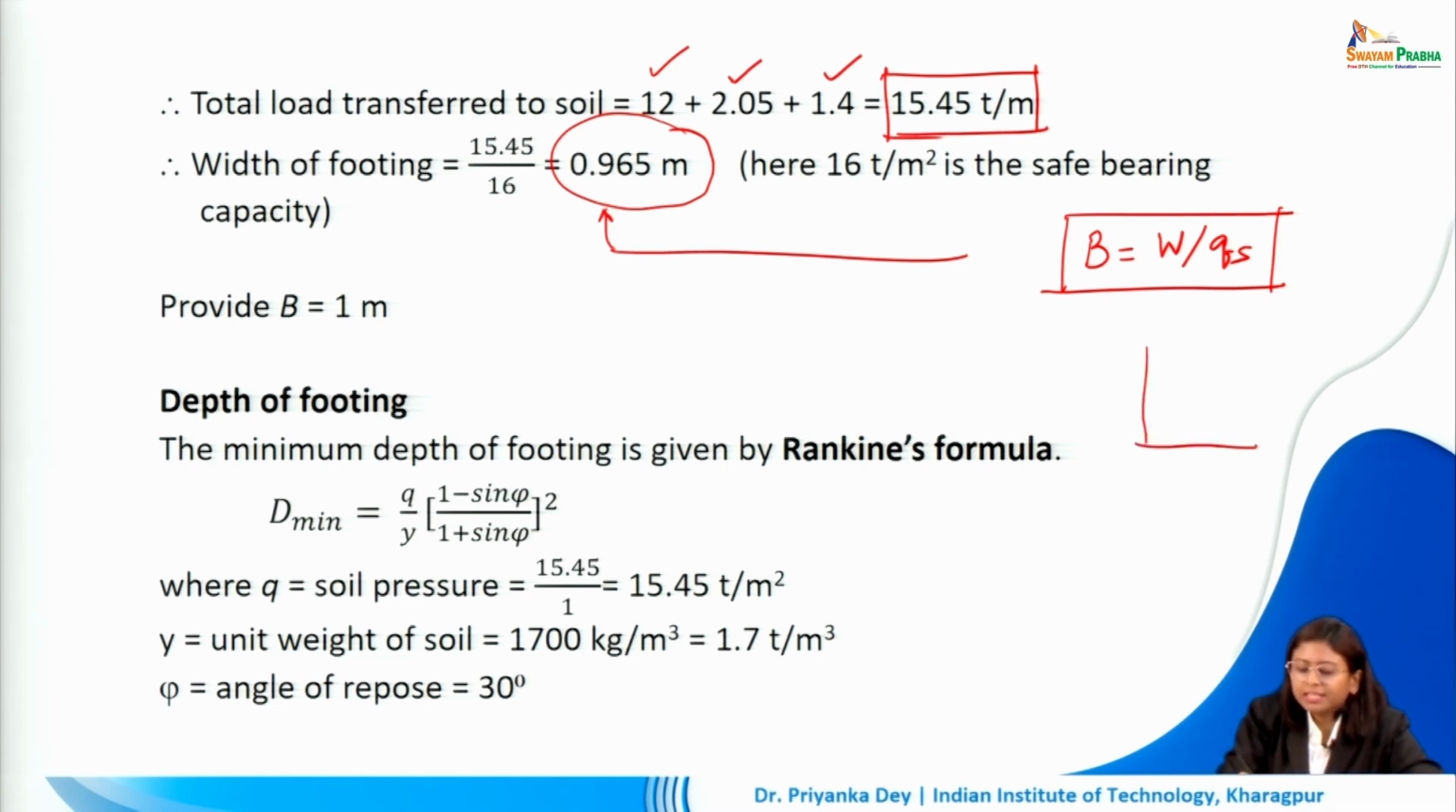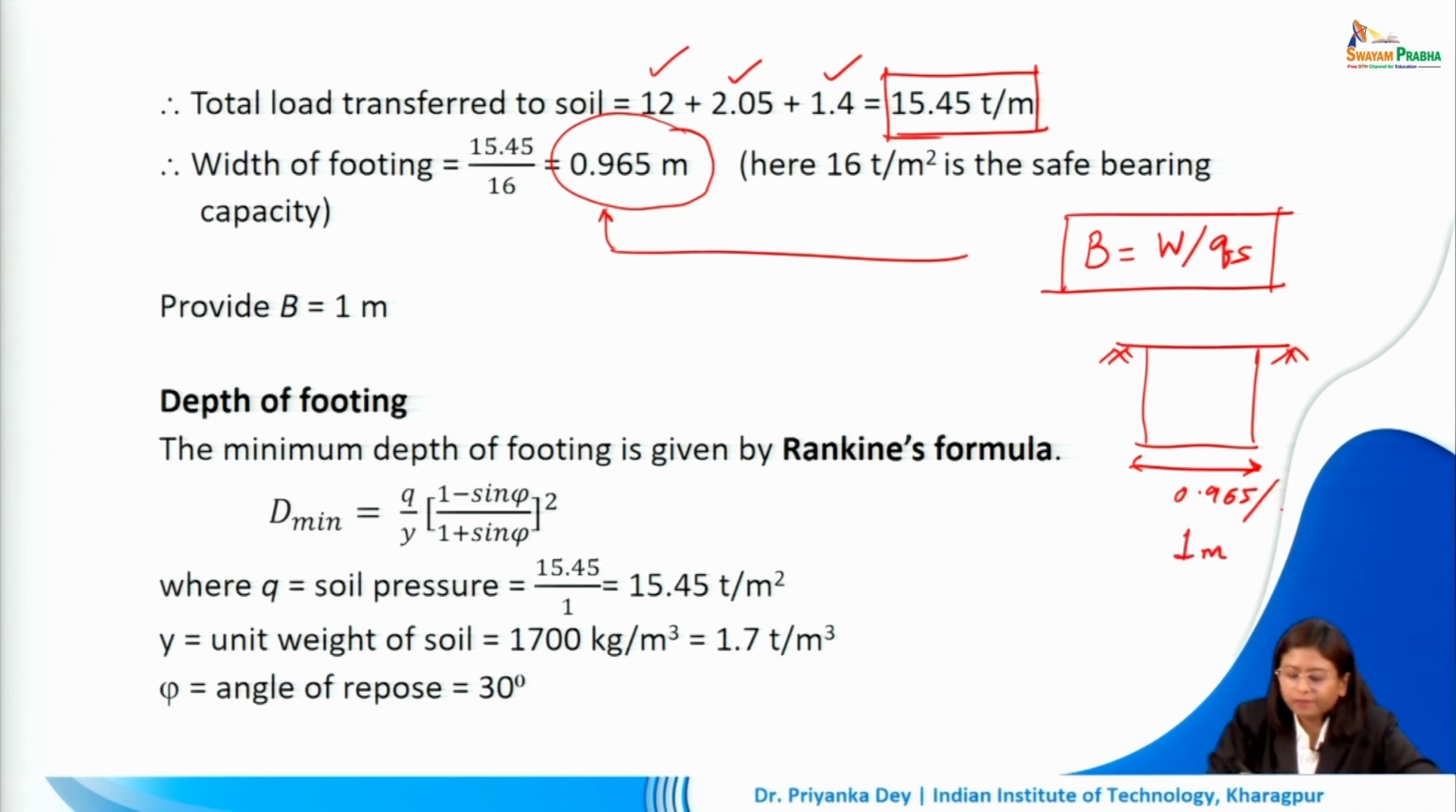So if we are digging a trench at the ground level, it's going to be approximately 1 meter width of this footing. Now let's go to Rankine's formula, the depth of the footing. That's where we started. So the D minimum formula we already know. Here what are our unknowns? We need the Q value. Q is 15.45. That was the total soil pressure that is going to come up every 1 meter.